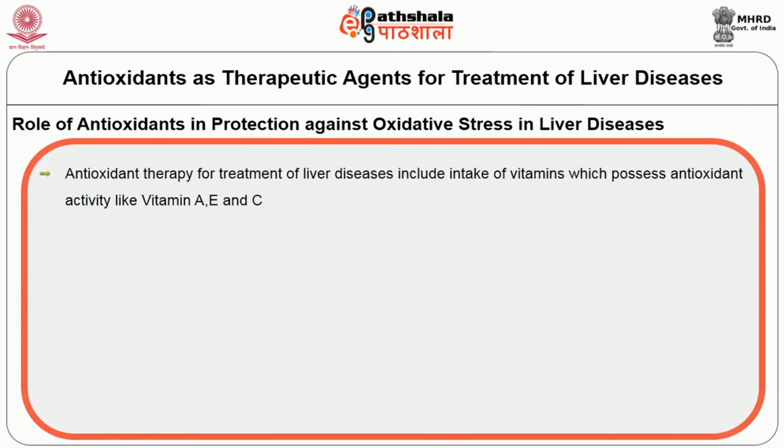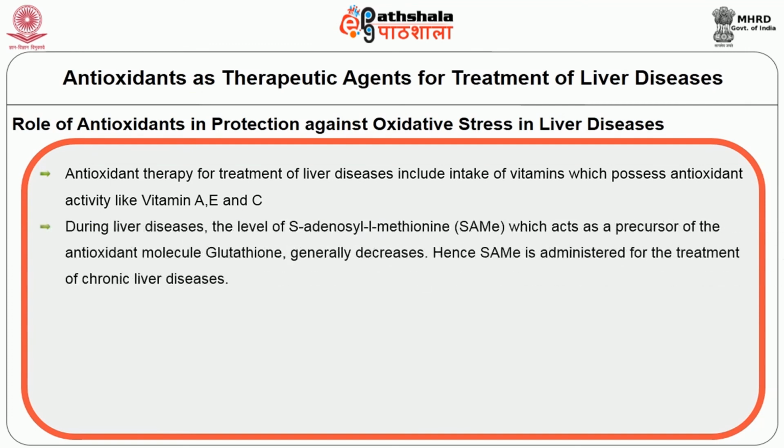Antioxidant therapy for treatment of liver diseases includes intake of vitamins which possess antioxidant activity like vitamin A, E and C. During liver diseases, the level of S-adenosyl methionine, which acts as a precursor of the antioxidant molecule glutathione, generally decreases. Hence, S-adenosyl methionine is administered for the treatment of chronic liver diseases.